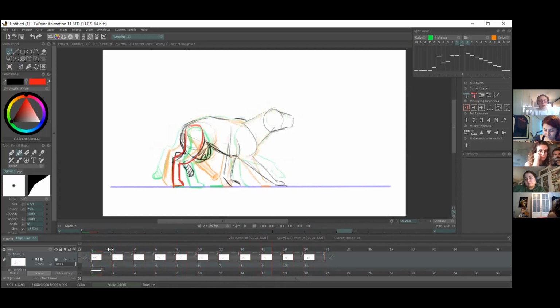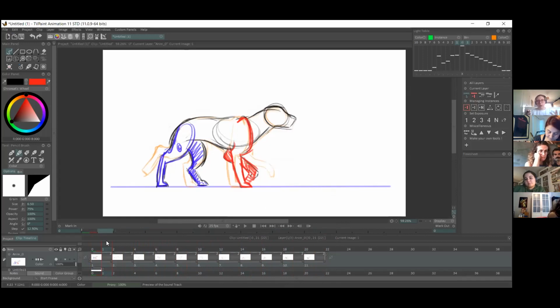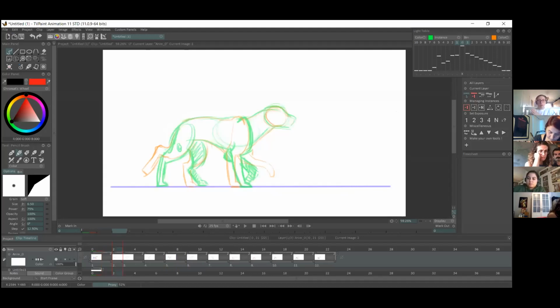But you can in-between that, so you can add maybe one frame between each of the poses to smooth it out.